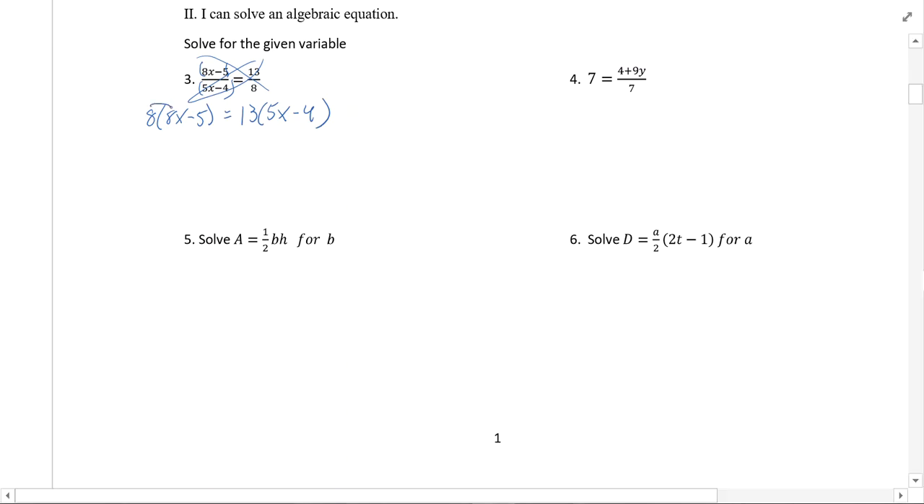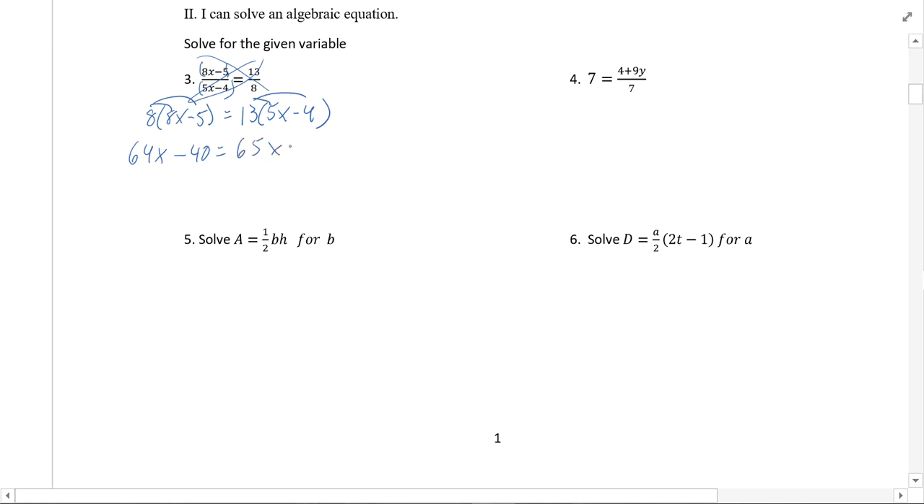All right, so now what I can do from here is I want to make sure I distribute. So when I distribute here, I'm going to get 64x minus 40. Bring down the equal sign. Then I'm going to distribute the 13. So I'm going to get 13 times 5x is going to give me 65x.